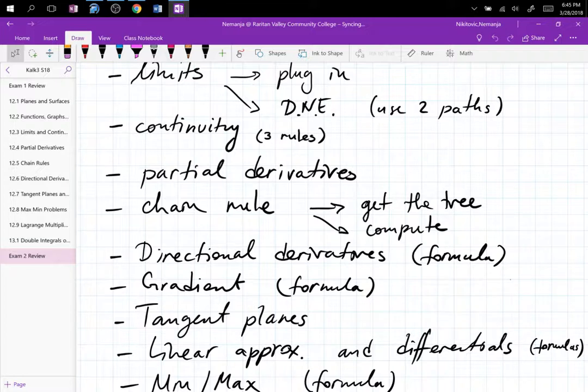What are the pitfalls of the test? The biggest grade killer, slayer, whatever, obliterator is the unit vector u for directional derivative. Because if I give you the direction of 1, 1 in the directional vector v, well, that's not a unit vector, right? The unit vector for 1, 1 is root 2 over 2, root 2 over 2. So you have to be very careful what you are using in the formula.